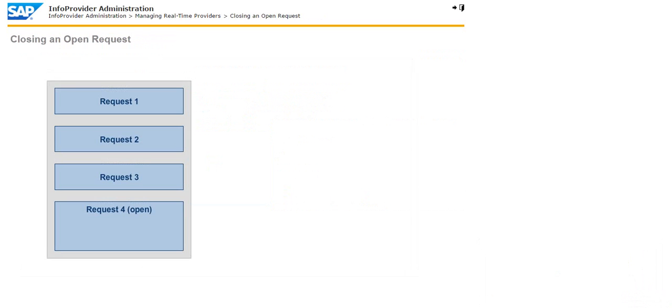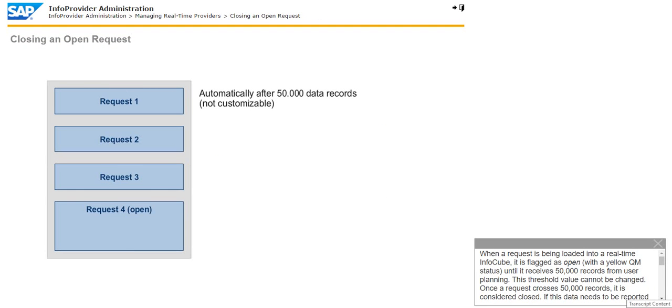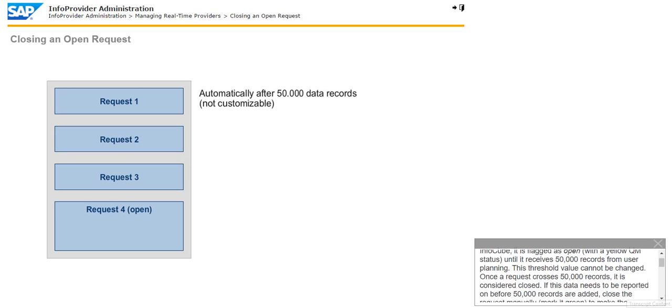When a request is being loaded into a real-time InfoCube, it is flagged as open, that is, with a yellow QM status until it receives 50,000 records from user planning. This threshold value cannot be changed. Once a request crosses 50,000 records, it is considered closed. If this data needs to be reported on before 50,000 records are added, close the request manually, that is, mark it green, to make the records available for reporting.